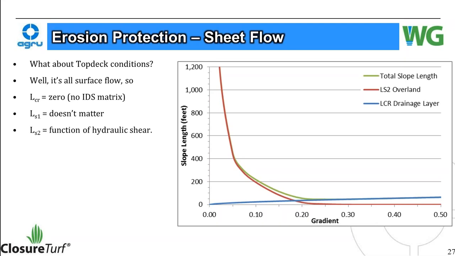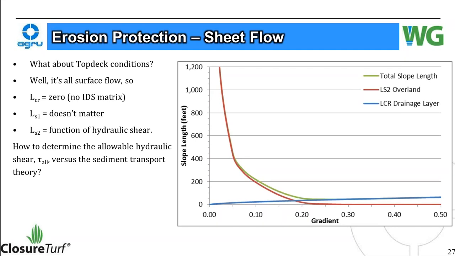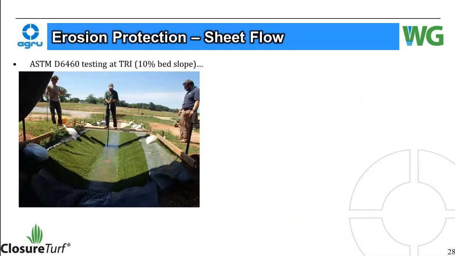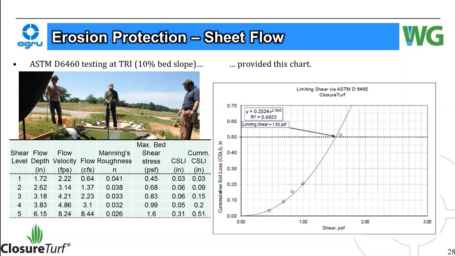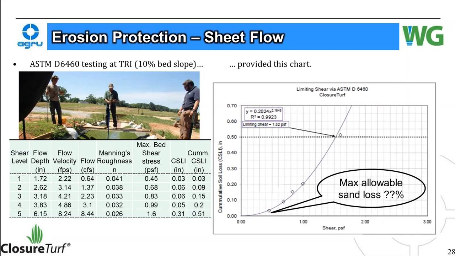L sub S2 is a function of hydraulic shear. Now, how can we determine that versus using that crazy sediment transport theory? We did a test for that. Back to TRI, these guys have way too much fun with water. They did a bed slope test up to 10%. Get us these numbers here, Manning's roughness coefficients, and then maximum bed shear stress, along with sand loss, accumulated sand loss throughout the test. That provided this chart from which we're going to try to determine what the maximum allowable sand loss is.